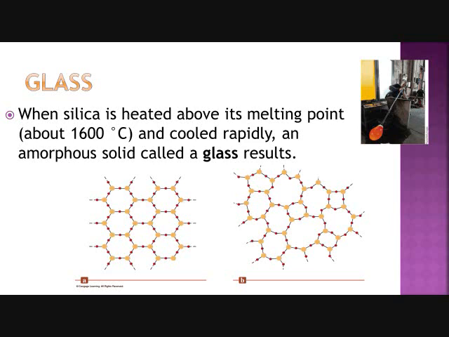Most of the time when you just have window glass that's made out of silica that's heated up, has anybody ever witnessed glass blowing before? It's pretty cool. If you haven't, do it. It's really neat if you ever have the chance. Where they melt the glass at about 1600 degrees Celsius, and then it's cooled rapidly. They blow in a pipe, and the amorphous solid that results is called glass. So that's a technical term of a different type of material.